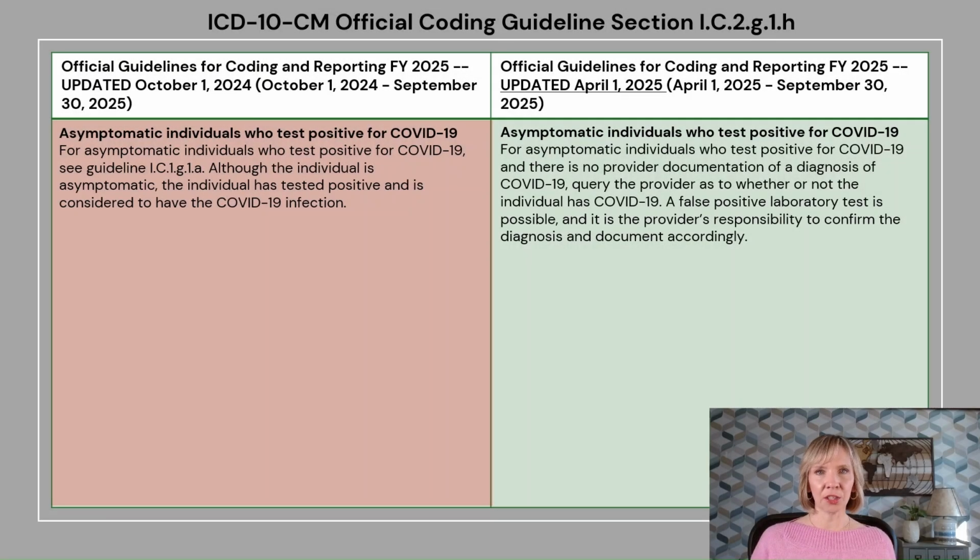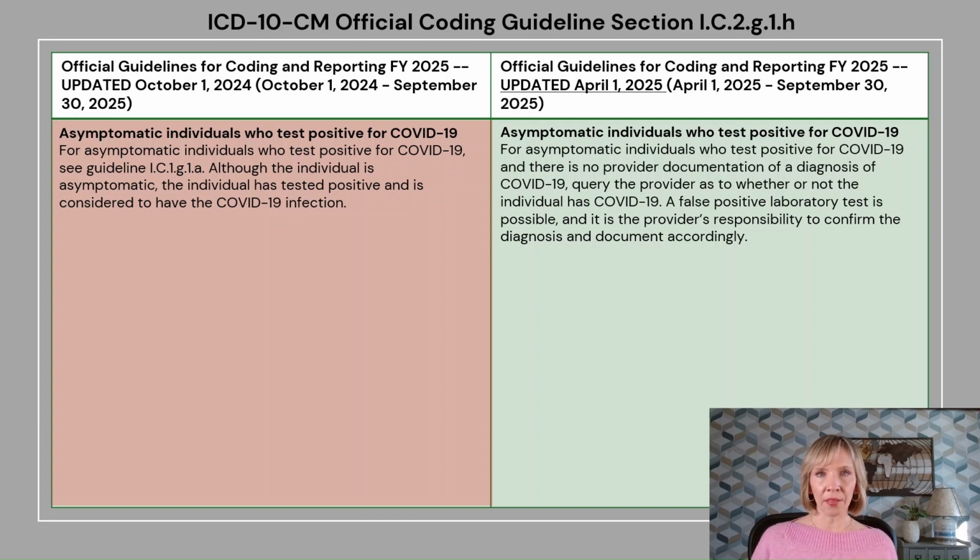CMS recently published an update to the fiscal year 2025 ICD-10-CM guidelines applicable for discharges occurring from April 1st, 2025 through September 30th, 2025. The guideline for asymptomatic individuals testing positive for COVID-19 has been revised effective for discharges starting April 1st, 2025. Prior to the update, the guideline states that asymptomatic individuals who test positive for COVID-19 are considered to have the COVID-19 infection.